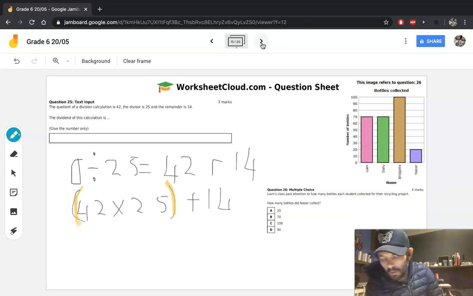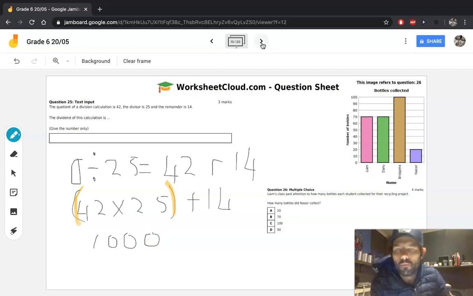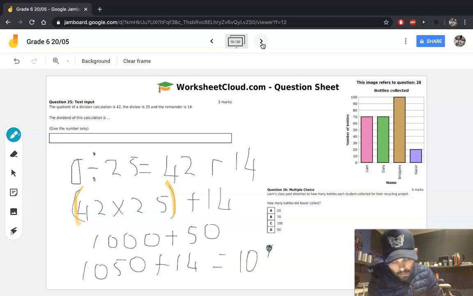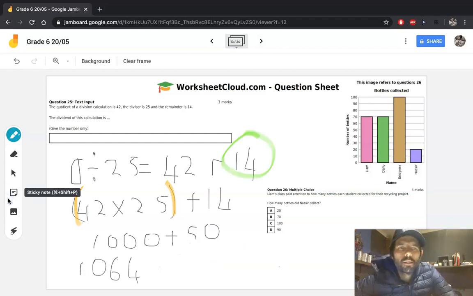So 42 multiplied by 25, I would say 40 times 25. So 4 times 25 is 100. And then I know that I need to add that additional 0 from the 40 times 25. Then I know I can add 2 times 25, which is 50. So that gives me 1050. And then I must add the 14, and that's going to give me 1064.